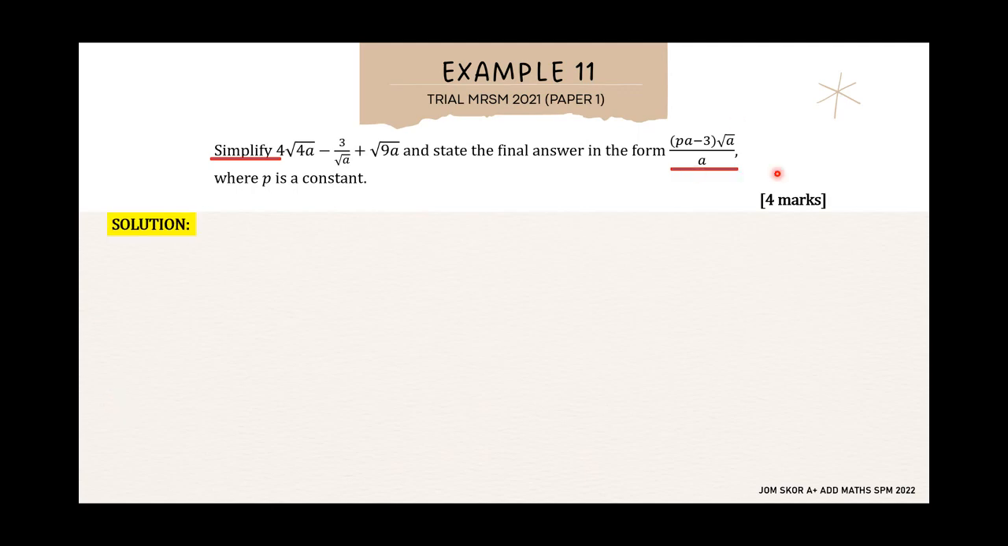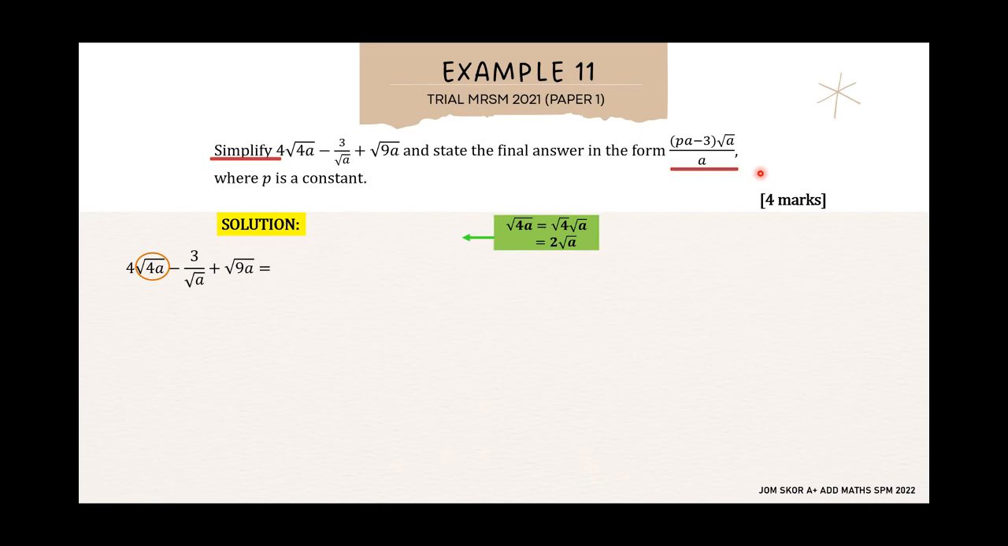Tengok pada solution untuk 4 markah. Okay, ini adalah expression yang diberi. Okay, jadi kita perlu simplify. Nampak tak kita ada square root of 4a dan 4 adalah perfect square. Jadi kita boleh simplify sebenarnya. So square root of 4a bersamaan dengan square root of 4 times square root of a, bila you simplify kita akan dapat 2 square root of a. Okay, dan yang kedua you nampak square root of 9a. 9 is also a perfect square, so you can simplify. Square root of 9a is equal to square root of 9 times square root of a. Kita dapat 3 square root of a.